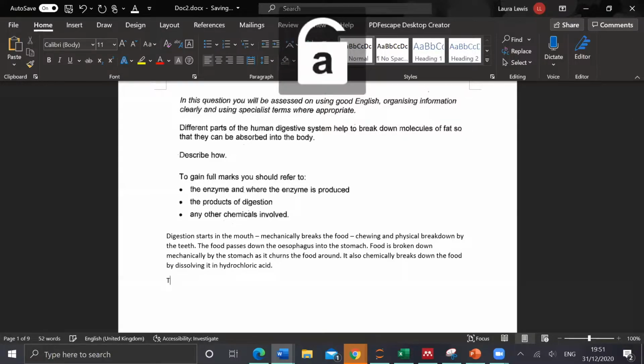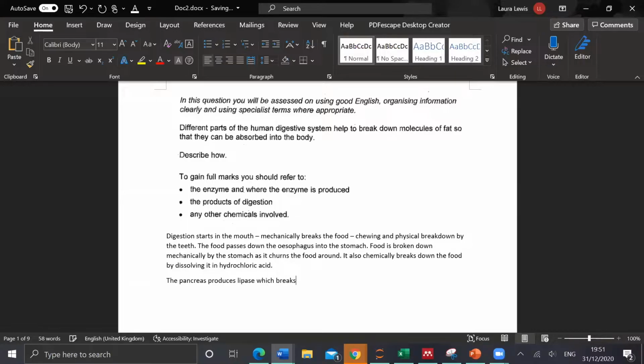The next thing is the pancreas, which produces lipase, which breaks down fats into fatty acids and glycerol. The stomach doesn't actually absorb anything, and that doesn't happen until the small intestine.